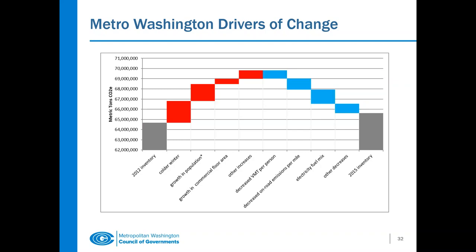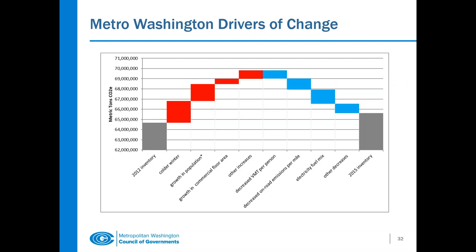And also two other main drivers of the change are population and commercial growth. What's driving our decreases is a cleaner grid, cleaner cars, and less driving per person. And while most of our communities reduced emissions similarly to the region, there was some variation when you drill down and look at each community's results.